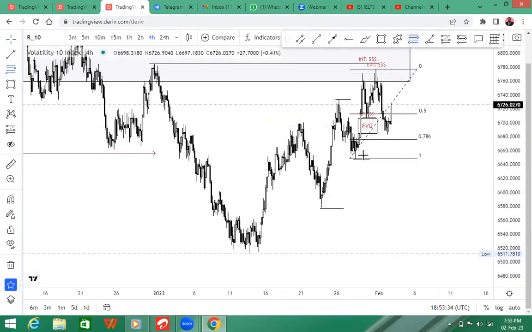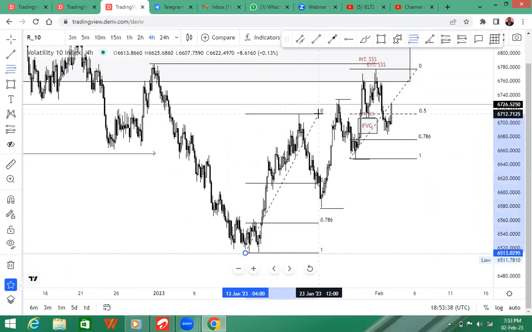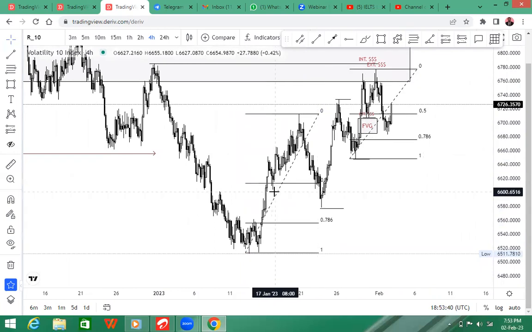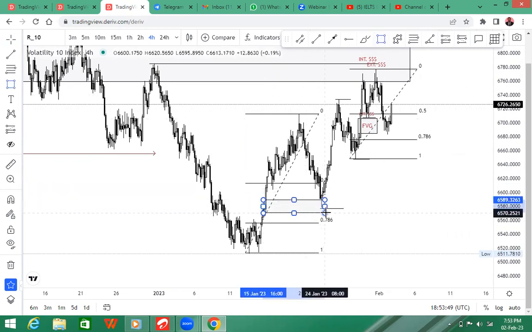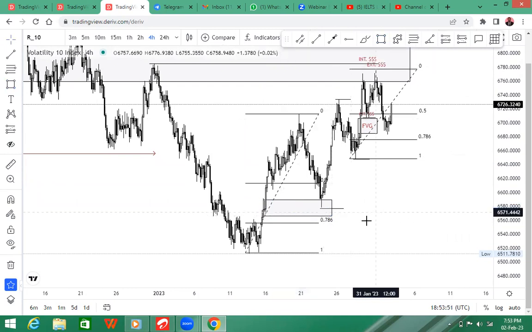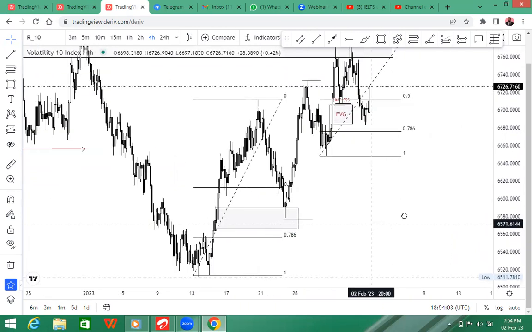If I draw my fib from here, price came, captured this liquidity by 50%, and traded into this institutional candle. If you are noticing, once there's a capture of the internal liquidity, there's always a fair value gap. You can see it has always been in all our entries, right? I spoke about this in one of the videos.